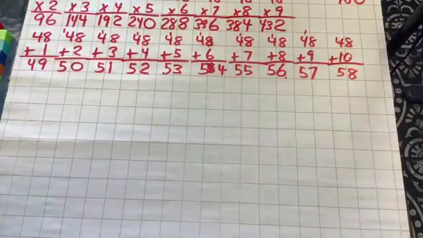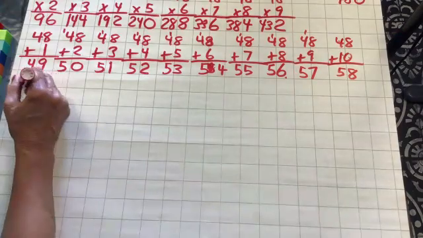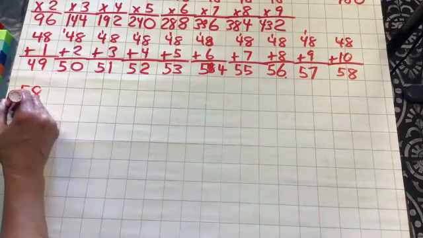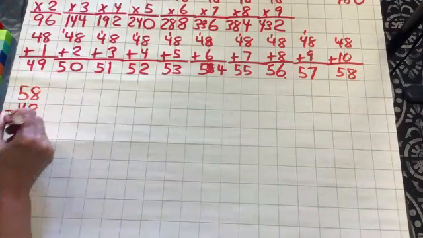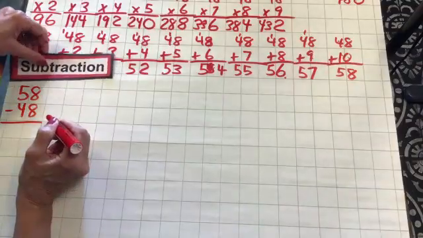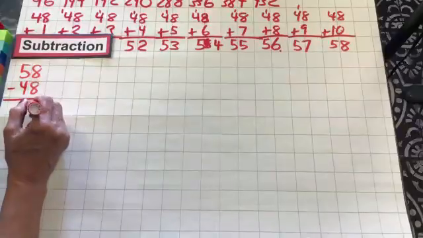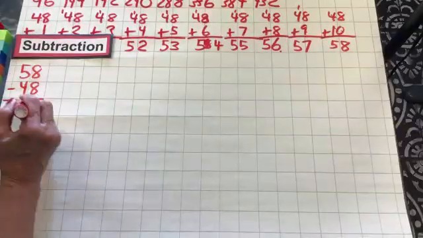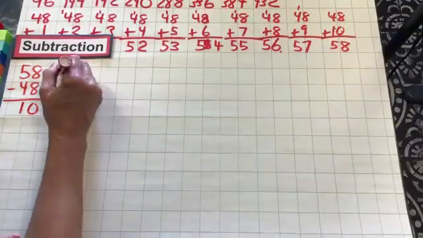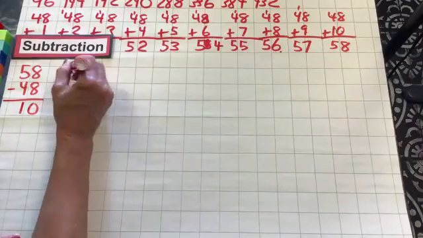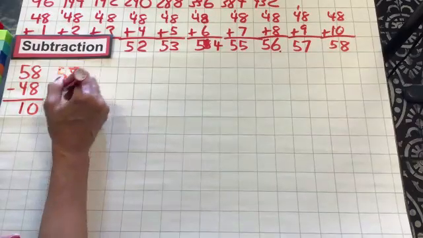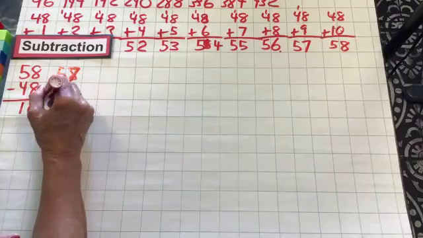Let's move on to subtraction. So we're going to start with the number 58, and we're going to subtract 48 from that. I'm just covering this up here a little bit. All right, so 8 minus 8 is 0. 5 minus 4 is 1. 58, 57, as usual, minus 48.